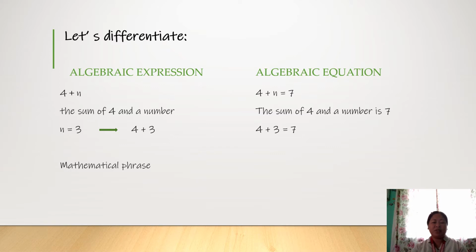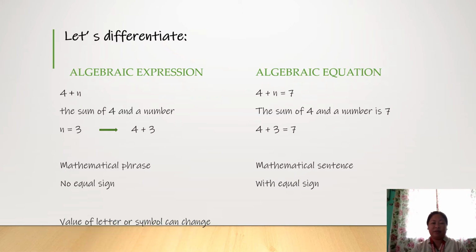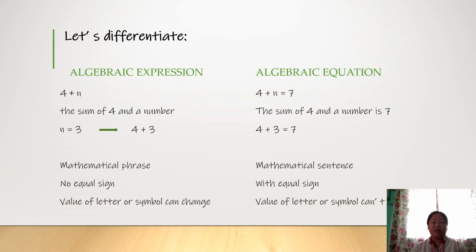An algebraic expression is a mathematical phrase, while an equation is a mathematical sentence. An expression has no equal sign, while an equation has an equal sign. The value of the letter or symbol can be changed in an expression, while the value of the letter or symbol cannot be changed in an equation. Very good!